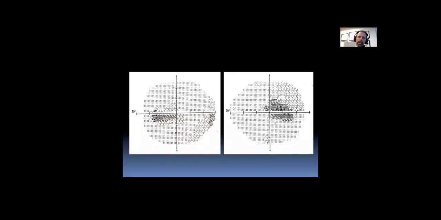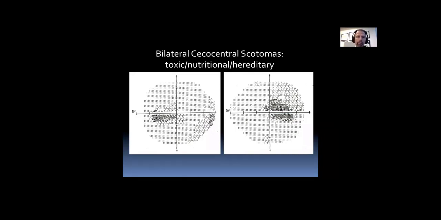And here's this case that I mentioned earlier of cecocentral, in this case, bilateral cecocentral scotomas. When you see bilateral cecocentral scotomas, you should be, in general, thinking about things like toxic causes. Ethambutol, for instance, would be common, methanol poisoning, nutritional problems, in particular, folic acid deficiency, folate deficiency, and vitamin B12 deficiencies. And then hereditary problems, so dominant optic atrophy, Leber's hereditary optic neuropathy can cause bilateral cecocentral scotomas.